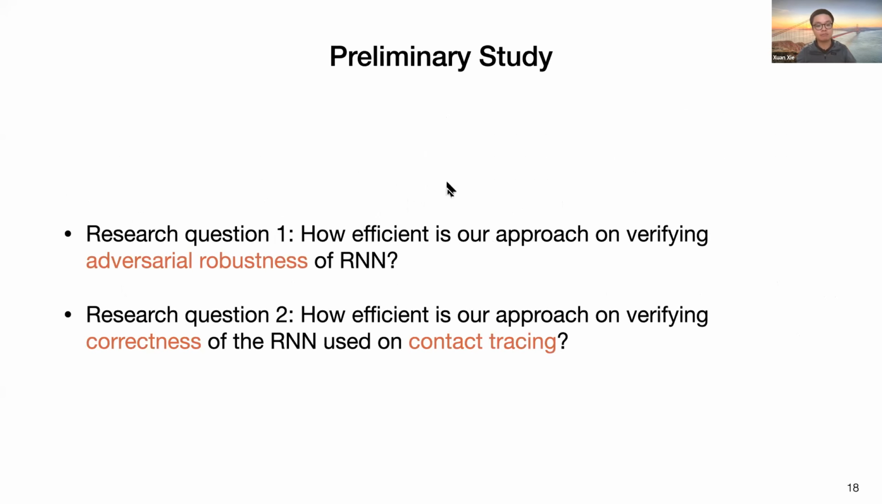And in the experiment part, we asked several research questions, and here I focus on two key ones. The first one is how efficient our property-directed verification approach is at verifying adversarial robustness, as it is the most popular property that people care about nowadays. The second research question is how efficient our approach is at verifying the correctness of the RNN used in contact tracing, which is a real-world use case in this pandemic period.